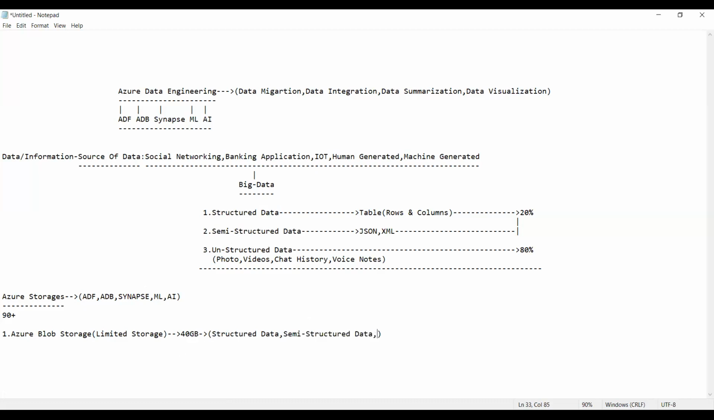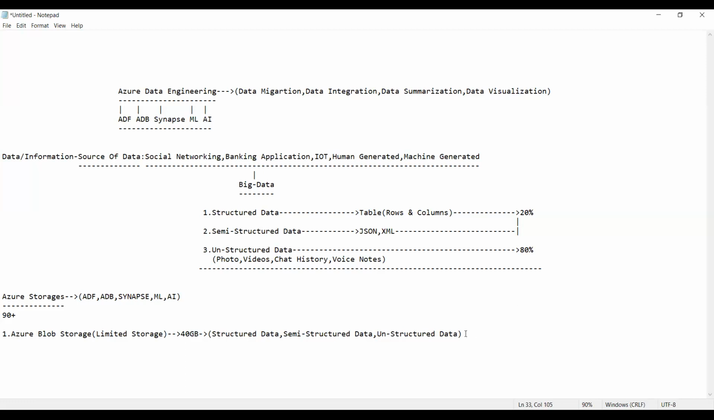And the next one, you can store it as what? Unstructured data as well. That means you can store the following types of data: structured, semi-structured, and unstructured. These are the three categories of data we can store in Azure Blob Storage, which is the basic storage in Azure Cloud. It has a limited storage of 40 GB, that is 40,000 MiB, you can say. So we can store data up to this. That's the only limit we have in Azure Blob Storage.